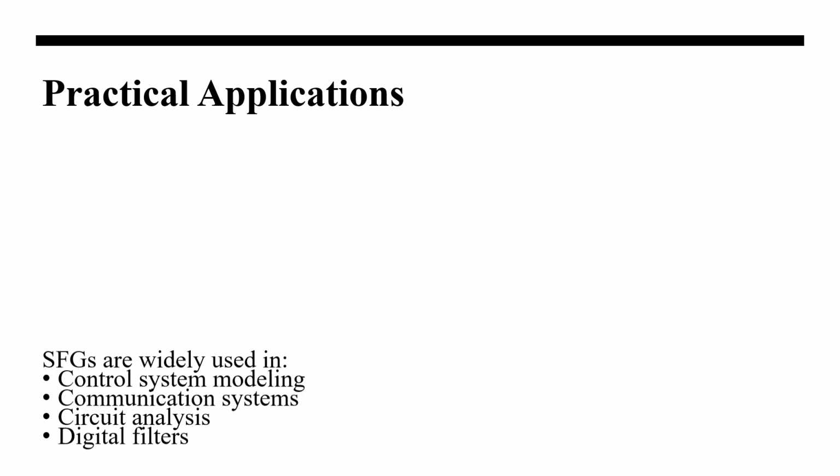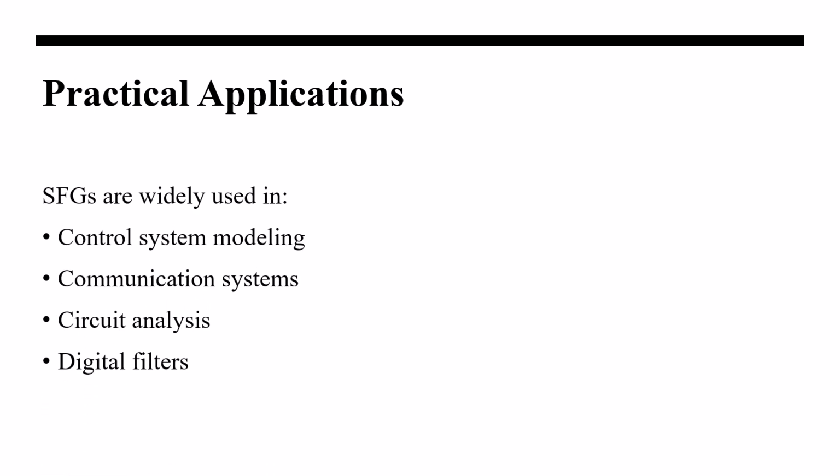Here you are going to see where you can use the practical applications, because that is important. We can use it in control system modeling, and mostly, as I already said at the initial part of this video, in network reduction. In the same way, we can use it in circuit analysis, digital filters, and communication systems, where we can make things more reliable.